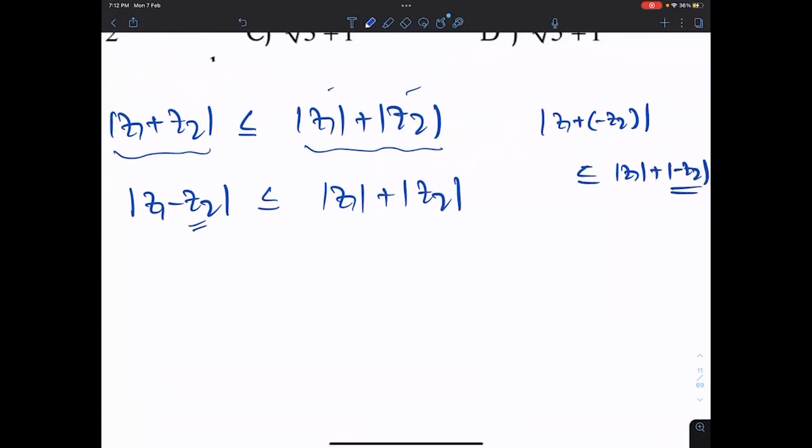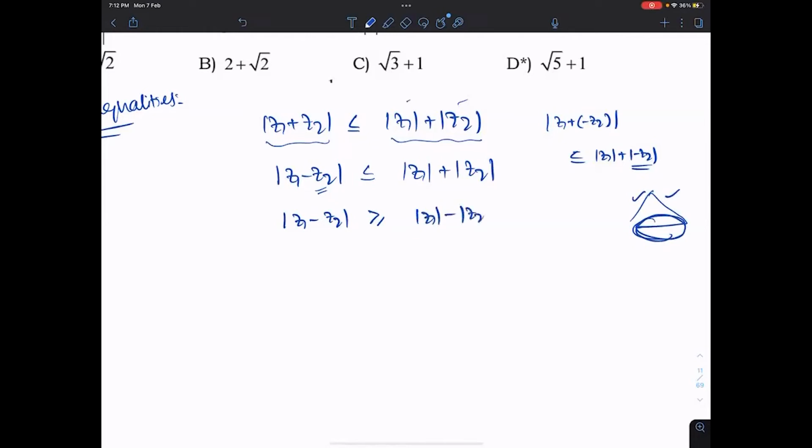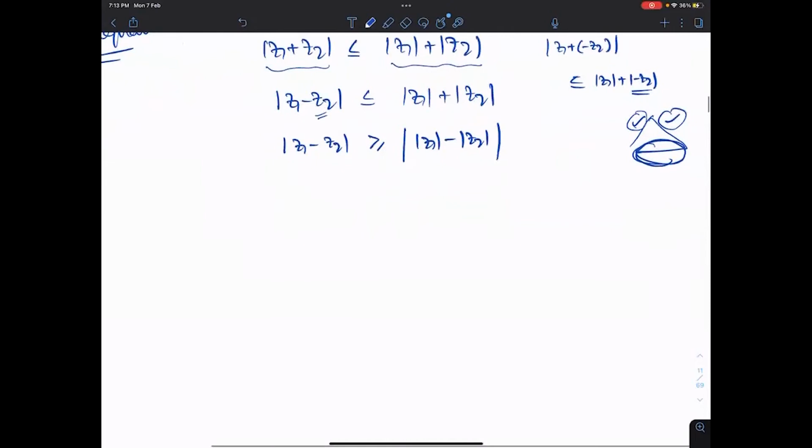No? Okay. And other one, there are 4 totally. Mod of Z1 minus Z2 is always greater than or equal to, in a triangle, one side will always be greater than the difference between the other two sides. No? So mod Z1 minus mod Z2. But you put a modulus over there because we don't know which side is larger. No? When I say difference, it means larger side minus smaller side. So since we don't know, we are putting modulus.